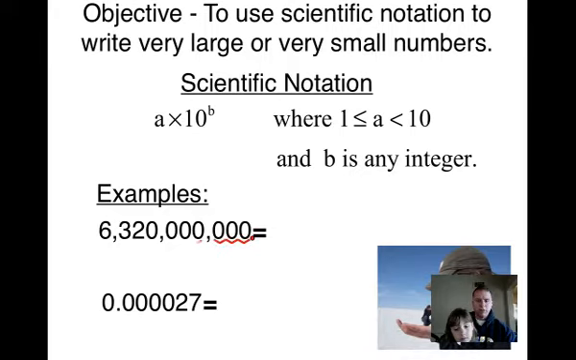And we're going to count how many places we moved. And we moved 3, 4, 5, 6, 7, 8, 9 spots. So we jumped 9 spots to the left. So we would write this as 6.32 times 10 to the 9th power. Wow. Okay.